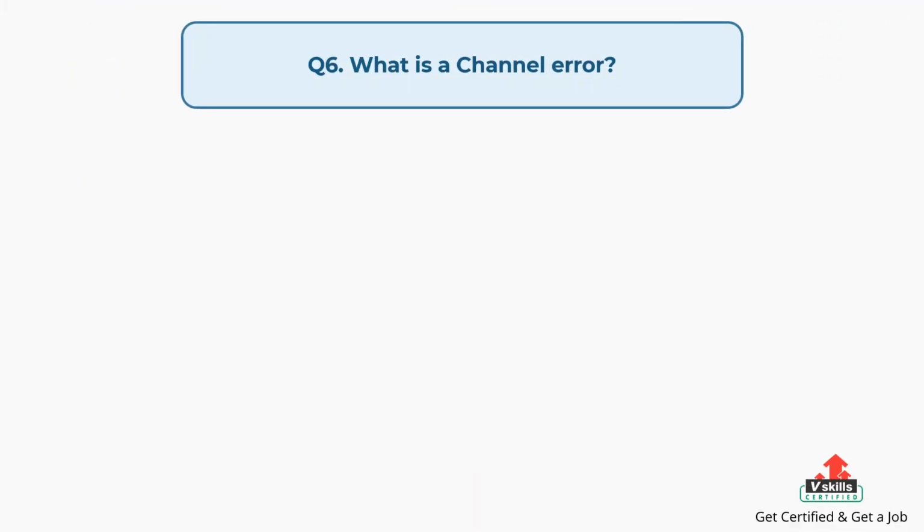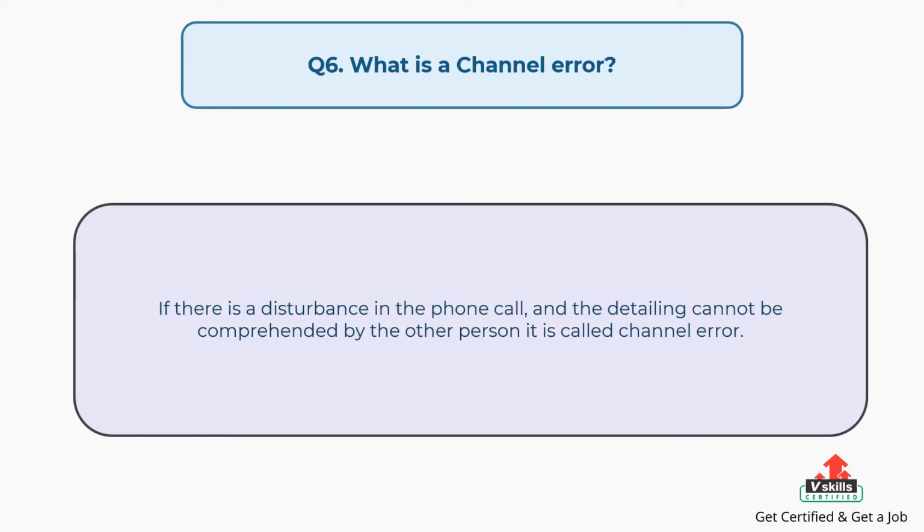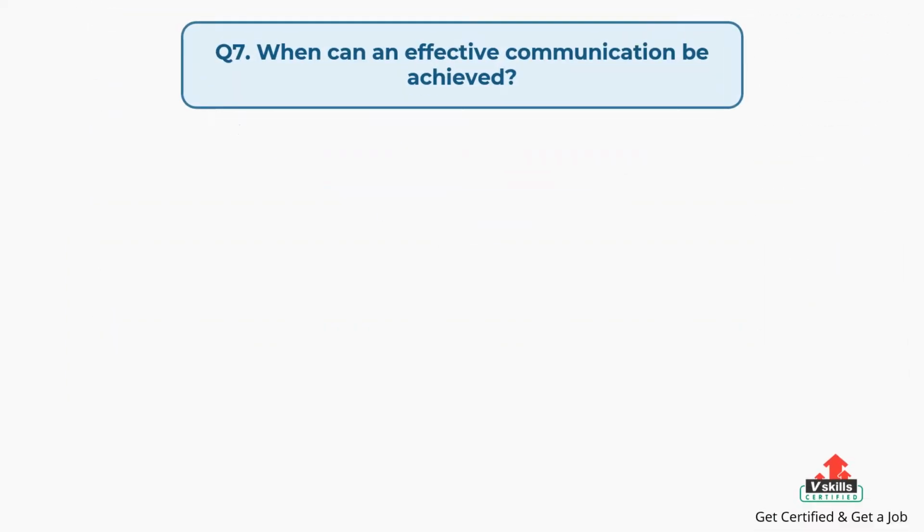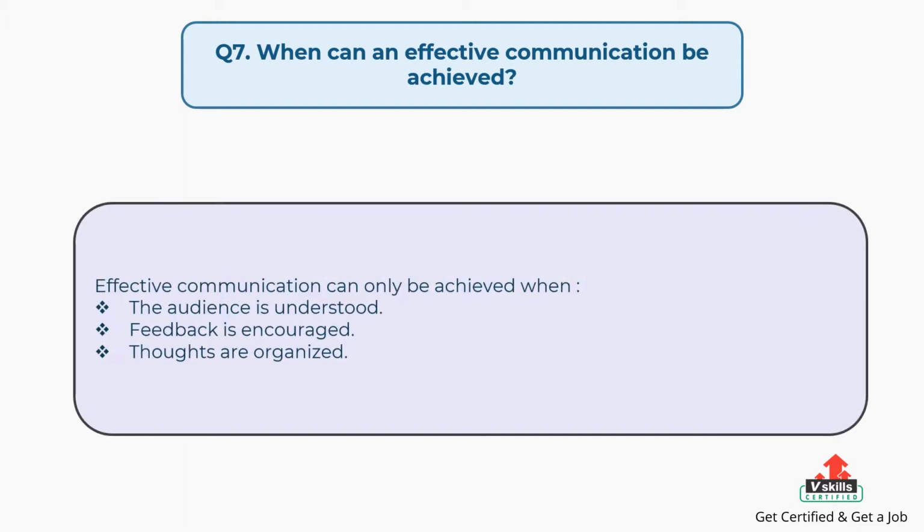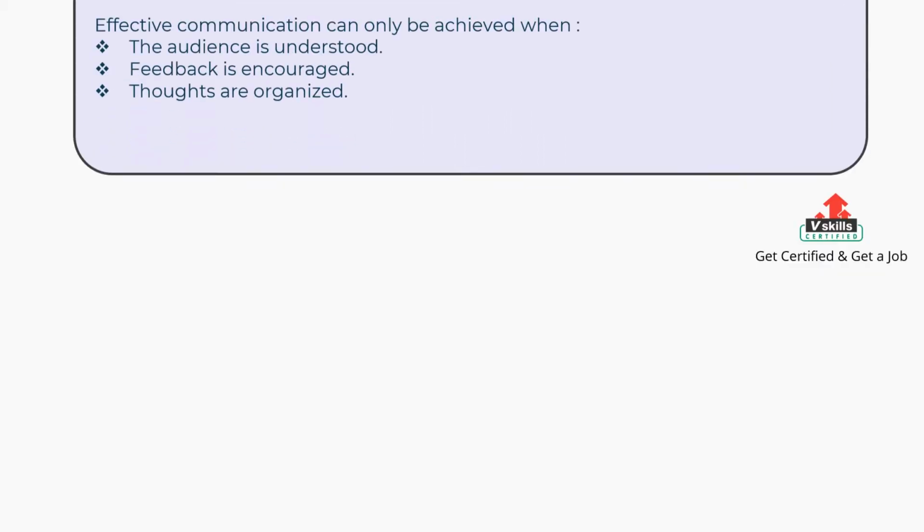Question number 6. What is a channel error? The answer is: if there is a disturbance in the phone call, and the detailing cannot be comprehended by the other person, it is called channel error. Question number 7. When can effective communication be achieved? The answer is: effective communication can only be achieved when the audience is understood, feedback is encouraged, thoughts are organized.